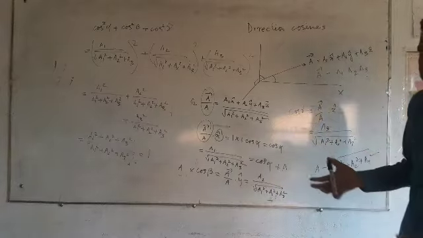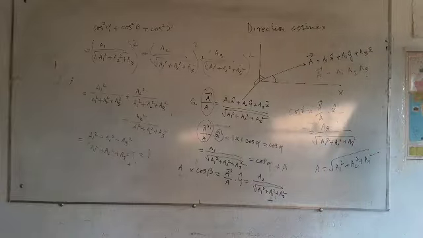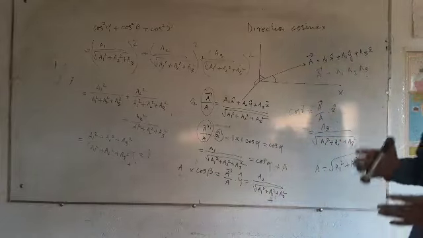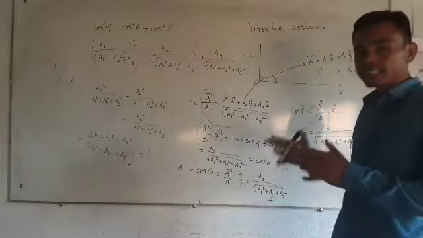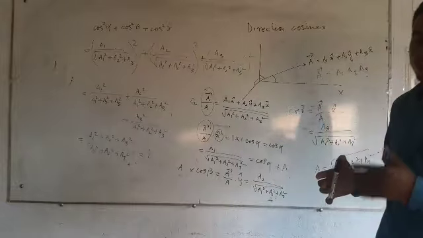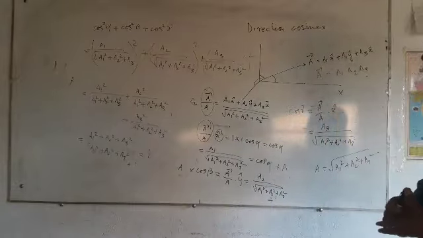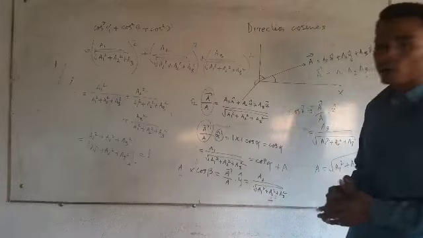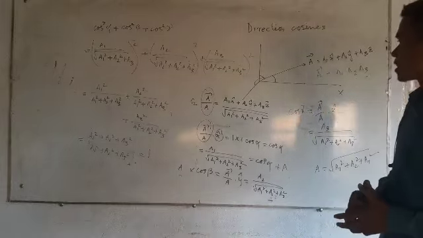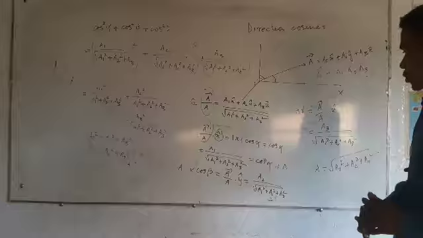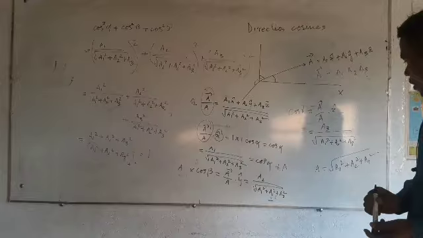We know that direction cosines are the cosines of the angles made by the vector with the x-axis, y-axis and z-axis. And direction ratios are the components of the vector along the different axes. This is regarding direction cosines and direction ratios.